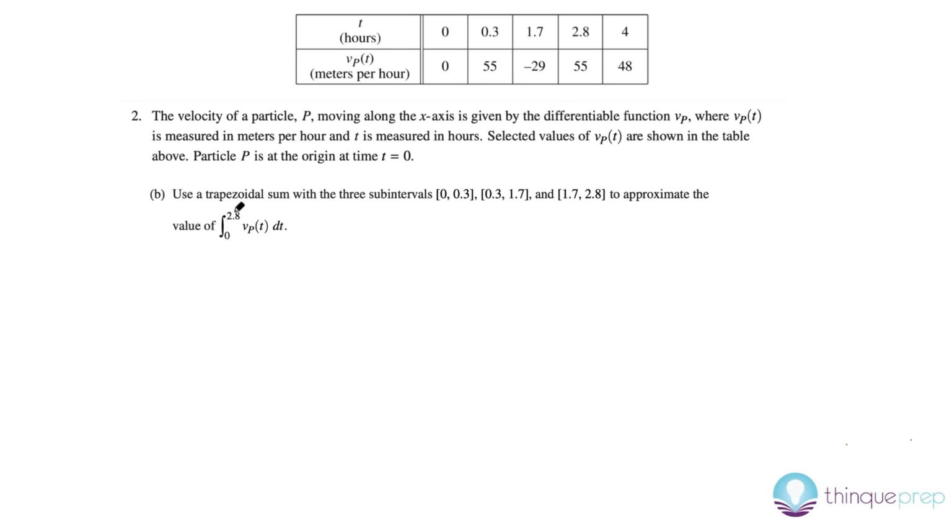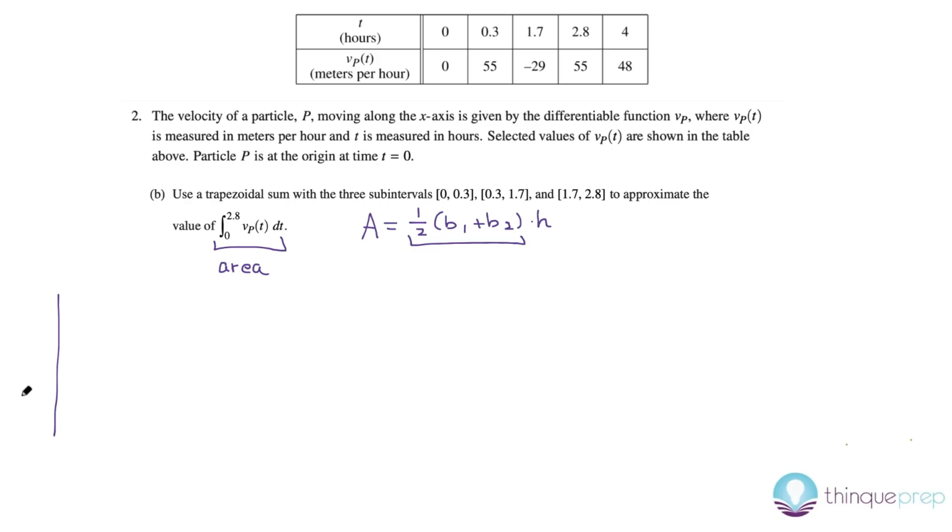So in part B, we're asked to use a trapezoidal sum with these three subintervals to approximate this integral, which is also known as the area under the curve. So when we're thinking about trapezoidal sum, we should think about the area that you should have learned in geometry. The area of a trapezoid is 1/2 b1 plus b2 times the height. Or I like to think of it as taking the average of the two bases times the height.